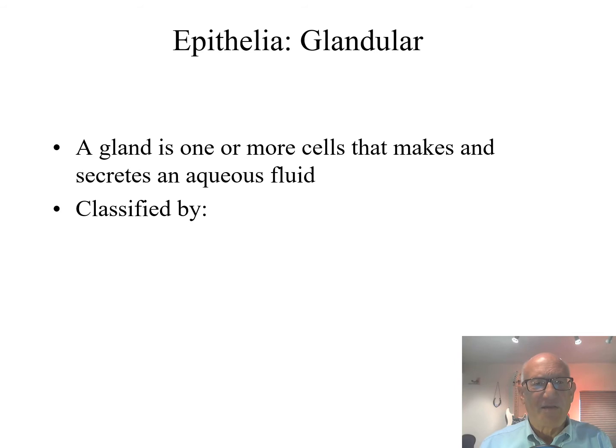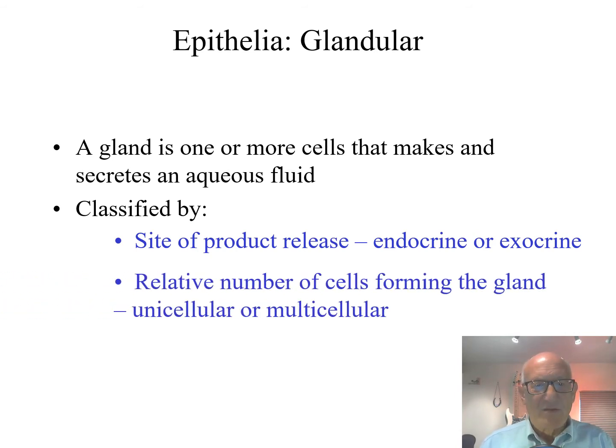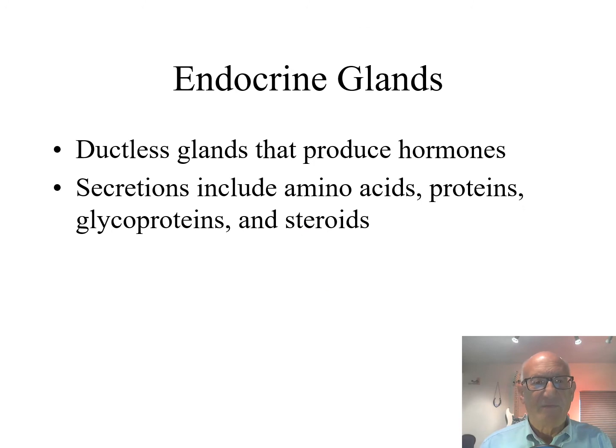Glandular epithelia. A gland is one or more cells that makes and secretes an aqueous fluid. They're classified by the site of product released. They're either endocrine or exocrine. And by the relative number of cells forming the gland. They can be unicellular or multicellular. Endocrine glands are ductless glands that produce hormones, and secretions include amino acids, proteins, glycoproteins, and steroids.